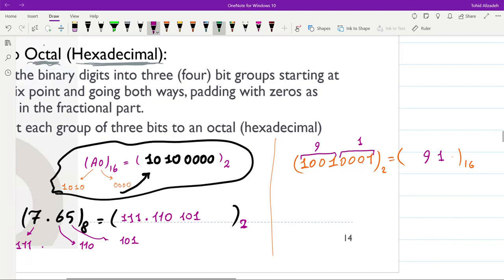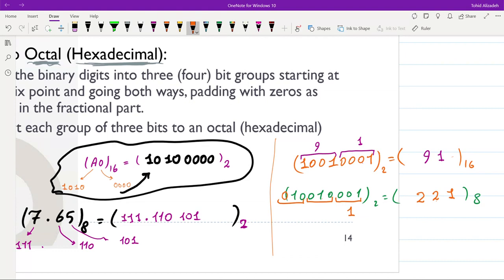We can also find its equivalent in octal. 100100001 could be converted into octal as well. For octal, the groups that we will make will contain 3 digits. So 001 will be equal to 1. 100 will be represented by 4. And here we have only 2 digits, so we can add a 0 to the left side. 010 will also be represented by 2. So the result is 2, 2, 1 in base 8.